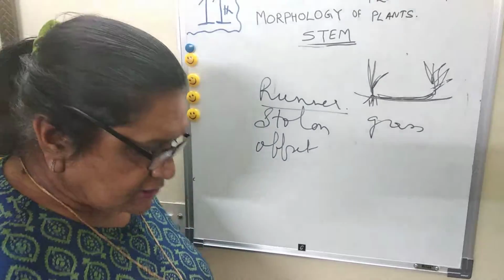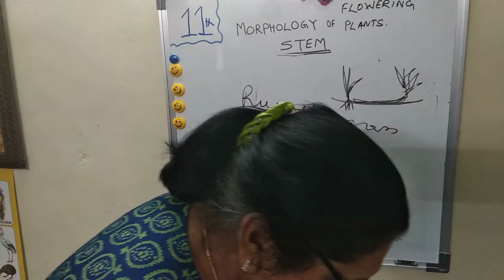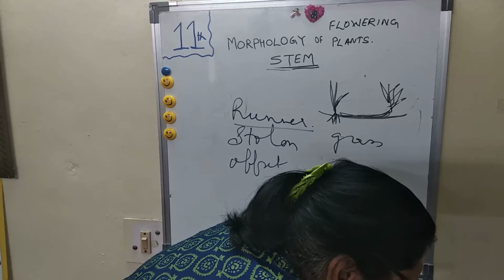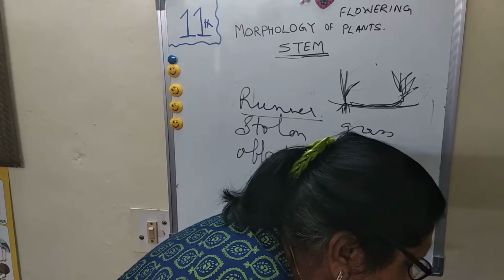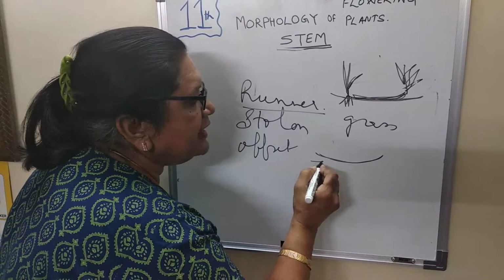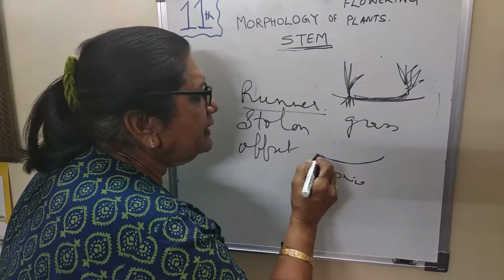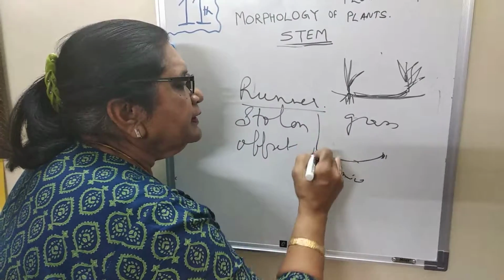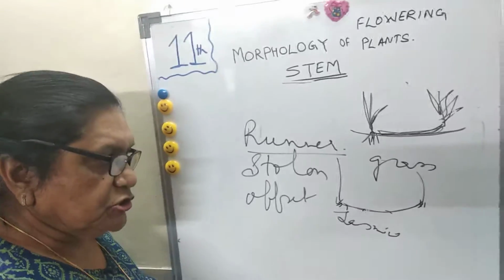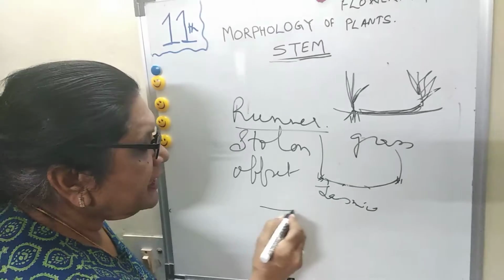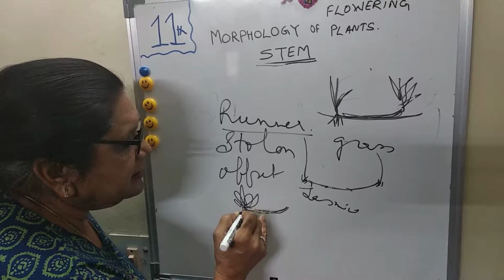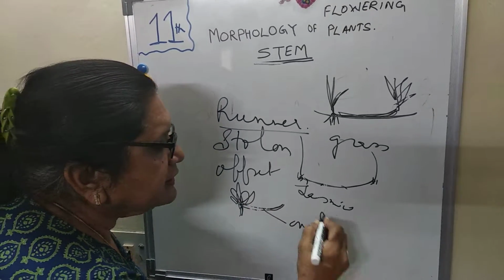Then come the stolons. Stolon structures, that means jasmine. That means they are like this. Again, at regular intervals, they give rooting. Even they take part in vegetative reproduction also. Then offset, in case of an aquatic plant, there is Pistia. That means one internode long.